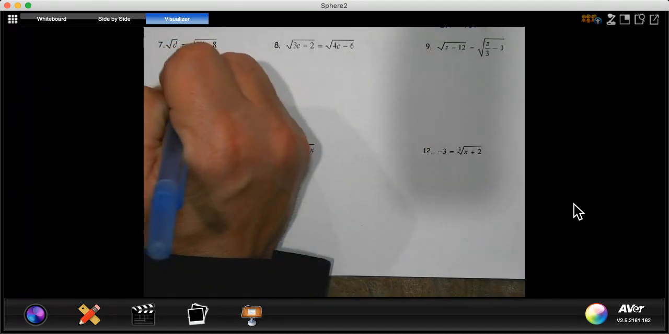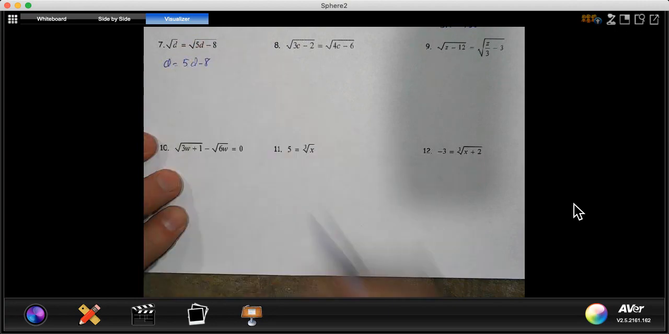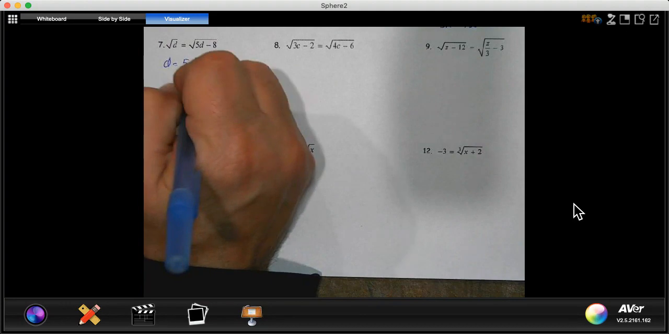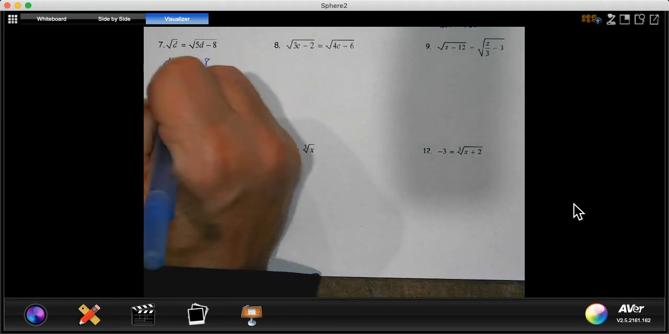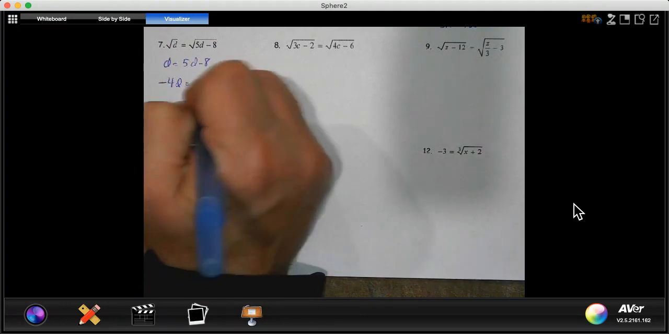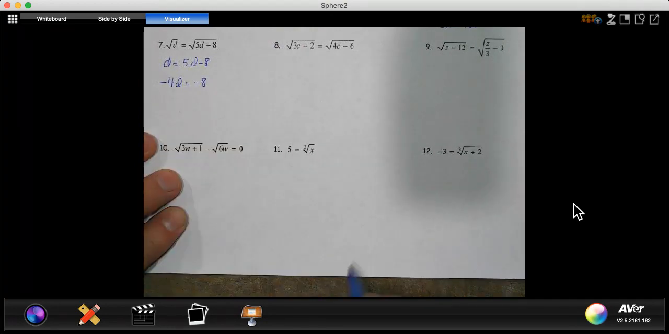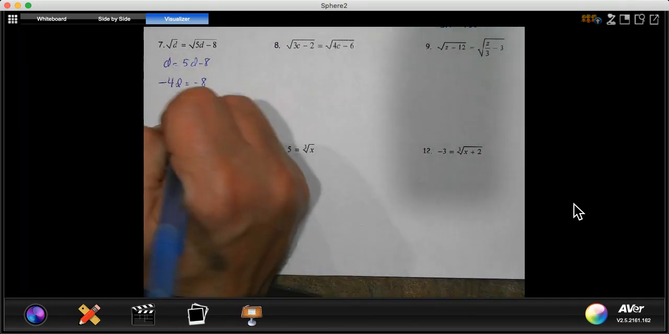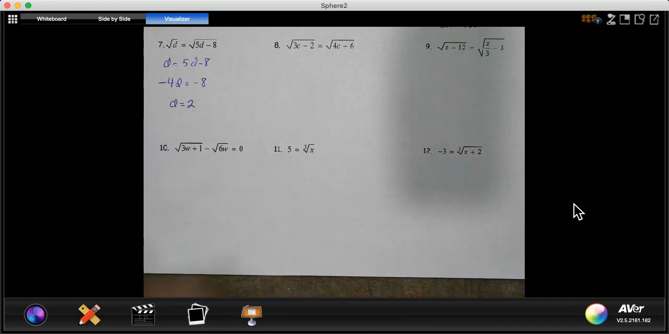So d equals 5d minus 8. Okay? So we're going to minus 5d to both sides. That gives me the left side is negative 4d, and the right side is negative 8. Then we're going to divide both sides by negative 4, and we get d equals 2.